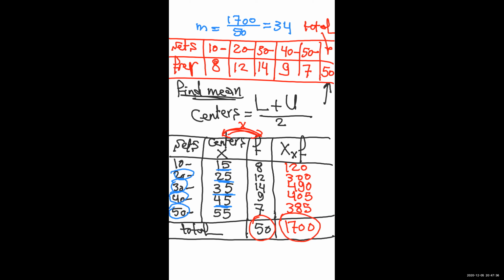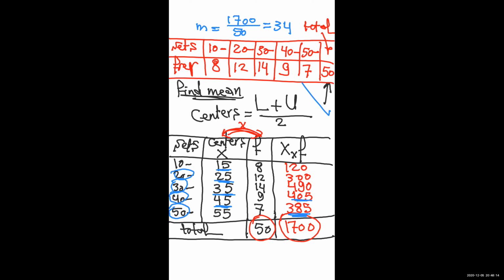Great. Then the frequency, I will just copy it from the table. It's 8, then 12, then 14, then 9, then 7. And the total of the frequency is already given in the question, 50 students. Now, just multiply x times f, the centers of the set times the frequency. So 8 times 15 equals 120. 12 times 25 equals 300. 14 times 35, so 490. 9 times 45, 405, and 7 times 55 will equal 385.